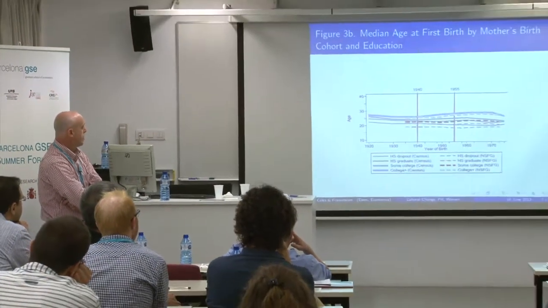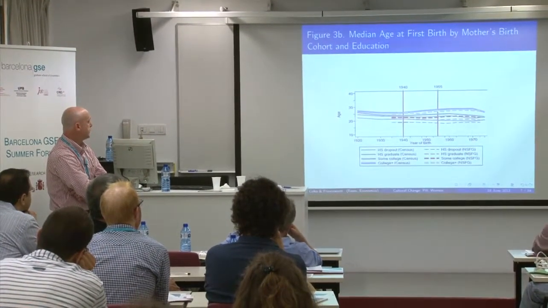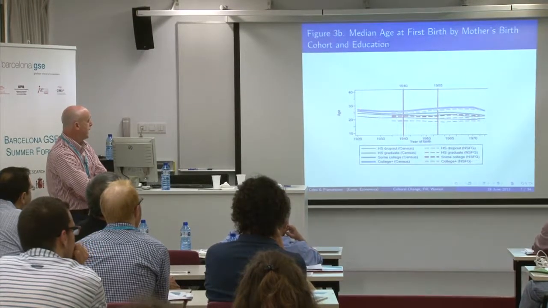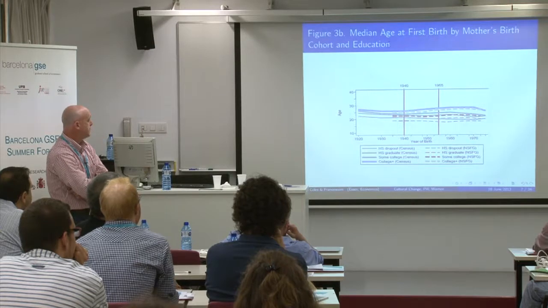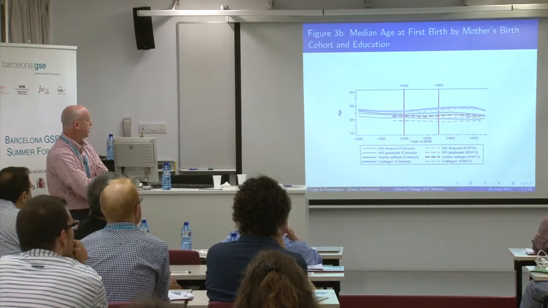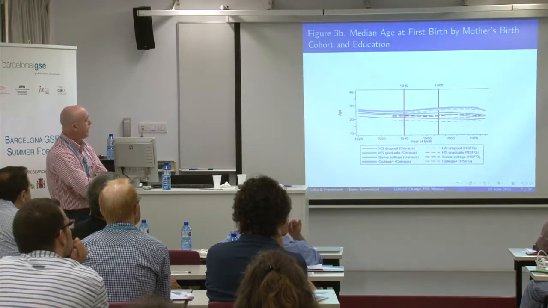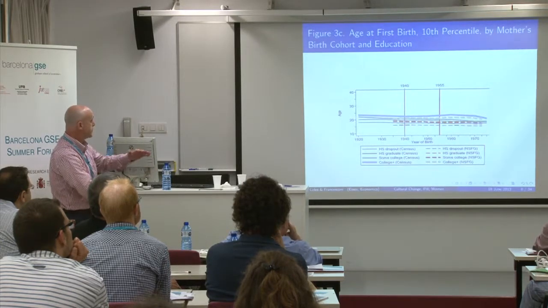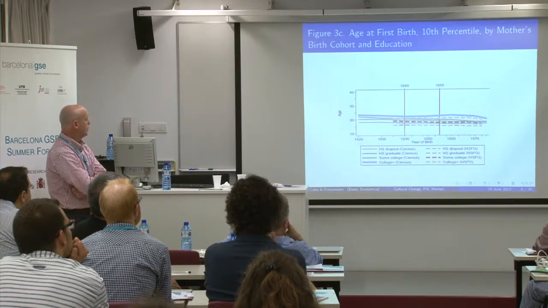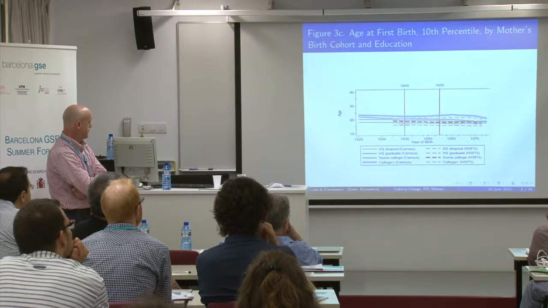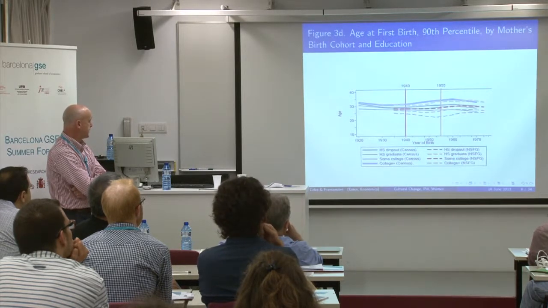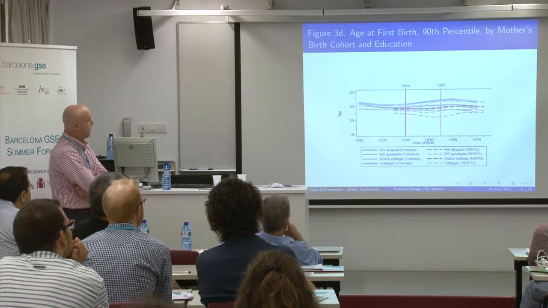So here we are looking at the median age at first birth. We are again centering around 24, 25. But there is a little bit of spread by educational levels. So high school dropouts will be down here, while college graduate women will be up there. And then if I go through the 10th percentile, you see a shift down of the whole distribution over time. And if I go to the 90th percentile, I see a shift up of the whole distribution.